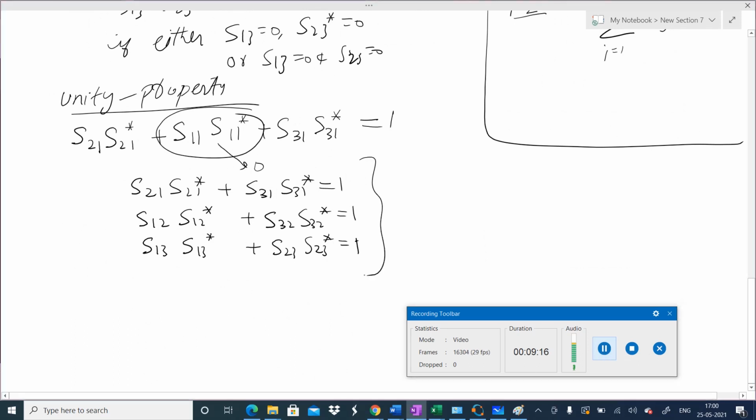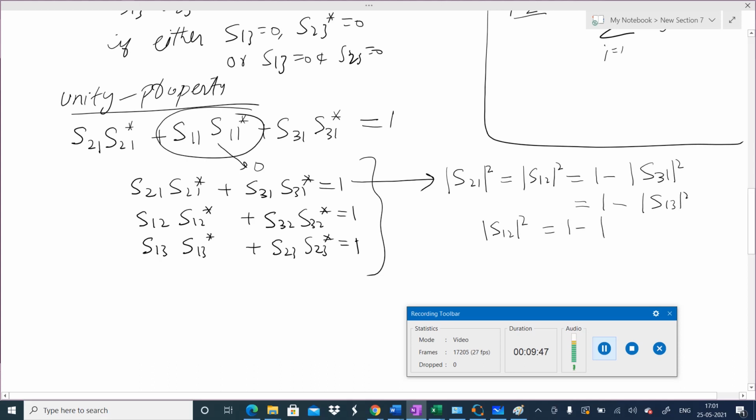Now these three equations, I can rewrite. Z Z conjugate is mod Z square, so |S21|², which is the same as |S12|² by symmetry property, is equal to 1 minus |S31|², but again by symmetry property I can write S13. So we have one relationship: |S12|² is 1 minus |S13|². This we got from equation 1.